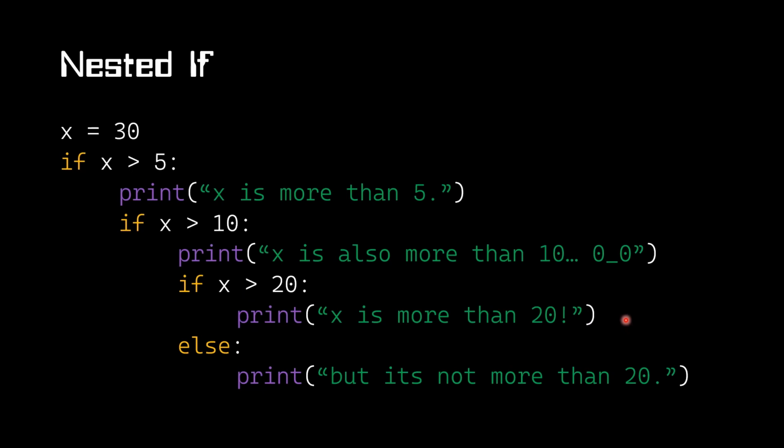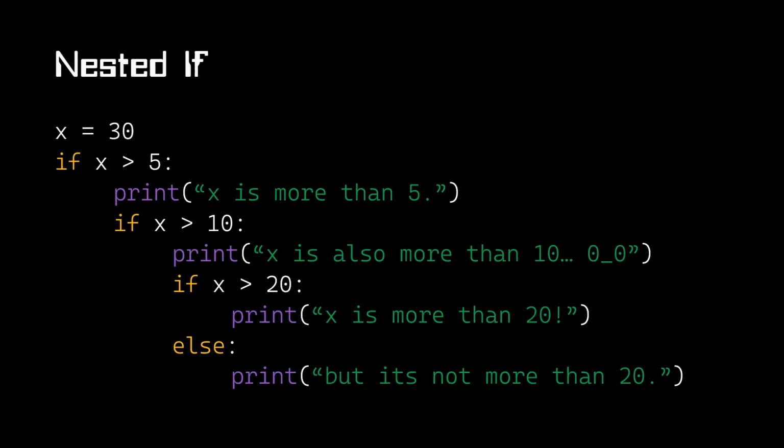However, if this condition was not true, we would have jumped to the else condition. We would say, but it's not more than 20. But that's not the case. So here the final outputs would be 1. x is more than 5. 2. x is also more than 10. And 3. x is more than 20. Pause the video here and try out this program with different conditions. Done? Okay, on to the last part for today's episode.